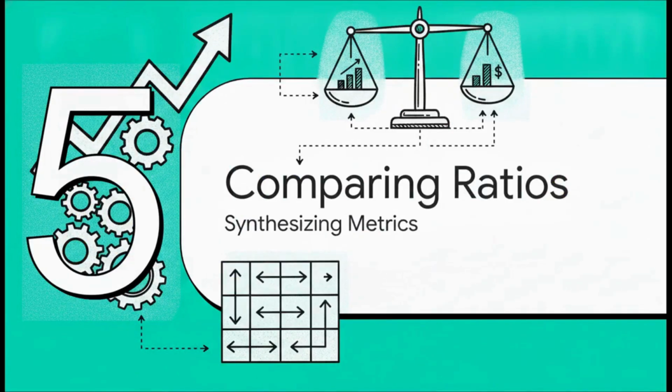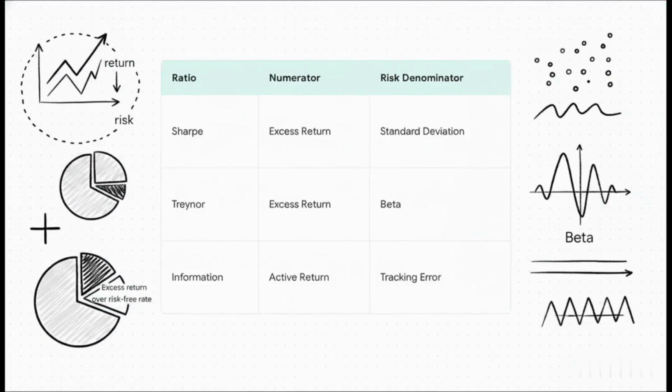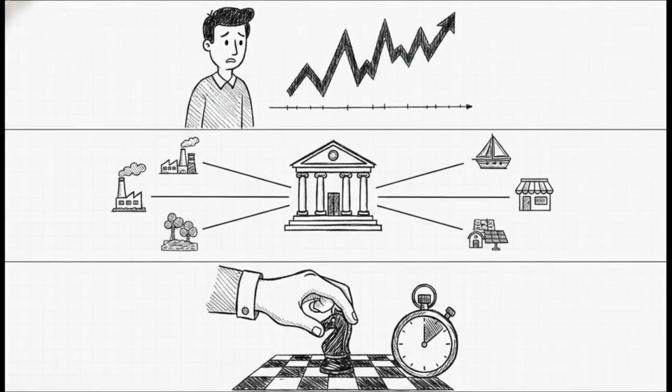Finally, Section 5, comparing the three ratios. Here's how it all comes together in one nice little matrix. All three of these metrics evaluate efficiency by dividing a return by a risk, right? But look at how swapping that denominator completely changes what we're actually analyzing. Sharpe and Treynor use excess return over the risk-free rate, dividing by standard deviation and beta. The information ratio swaps both, looking at active return over a benchmark divided by tracking error. Understanding these structural differences is an absolute game changer for knowing when to use what.